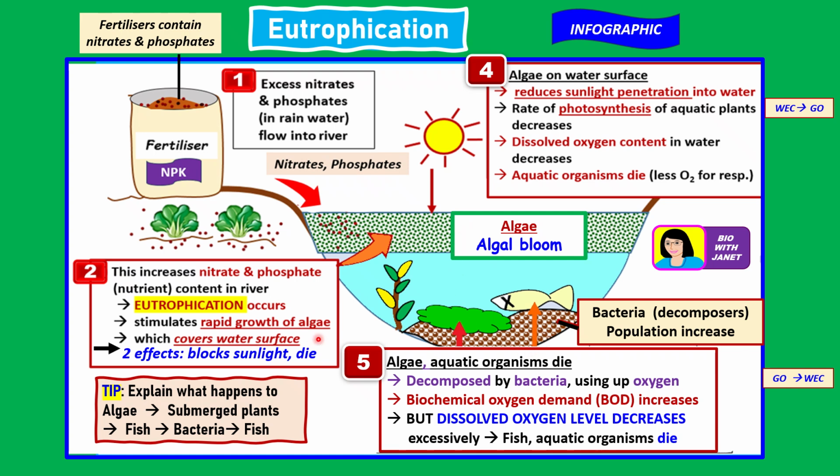So the tip here is to explain all this, and remember, try to explain what happens to the algae first, and then the submerged plants, and then what happens to the fishes. Why does it happen? Why do the submerged plants die, the fish die, right? Then fourthly, the bacteria. Why does the population of bacteria increase? And then what happens finally to the fish and other aquatic organisms to create a dead river?